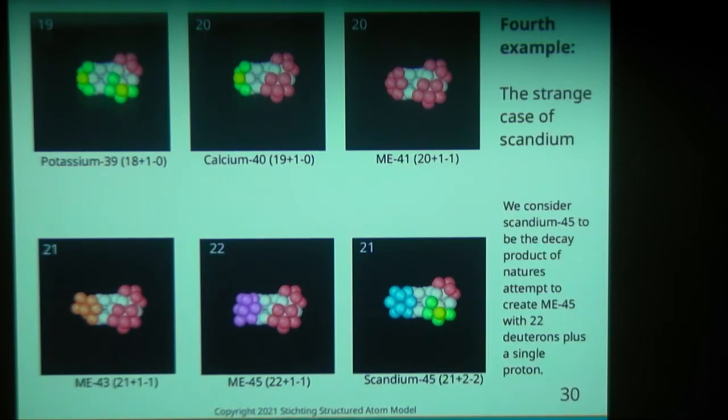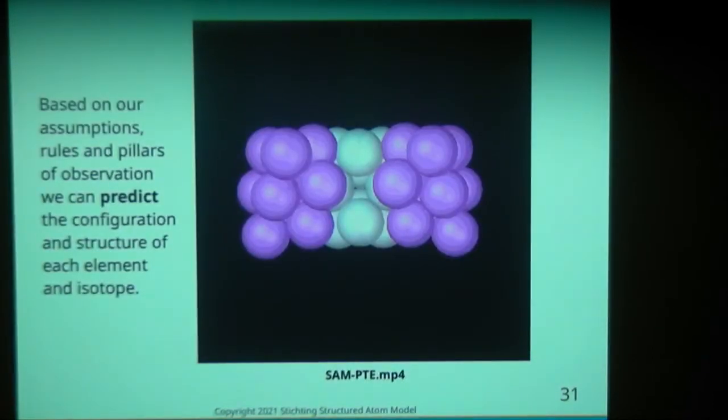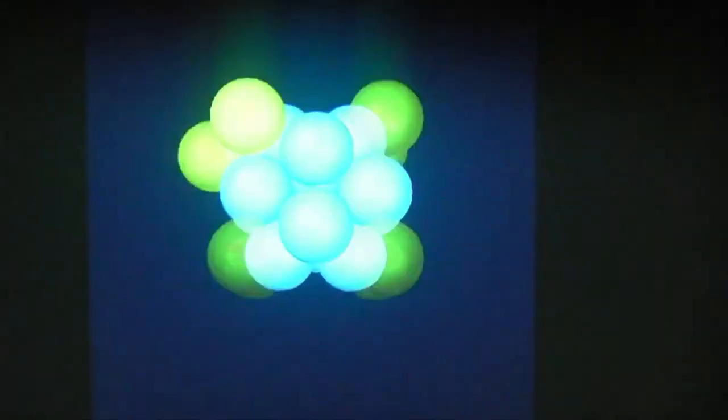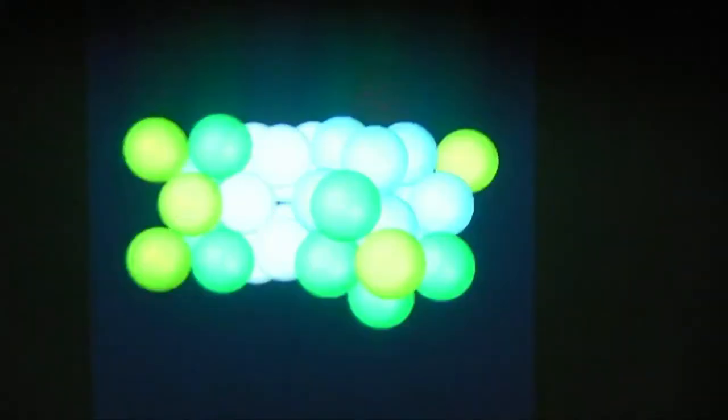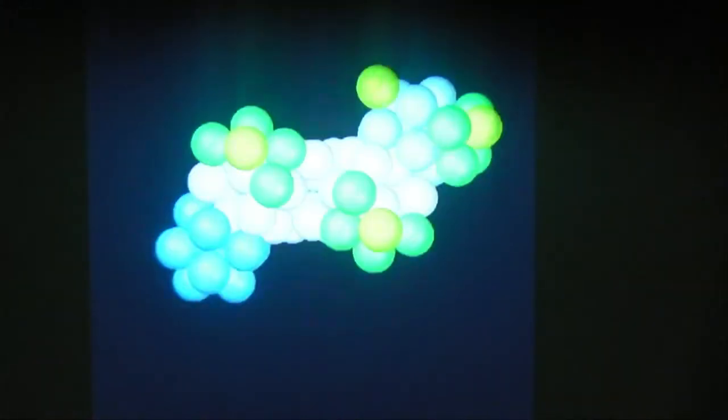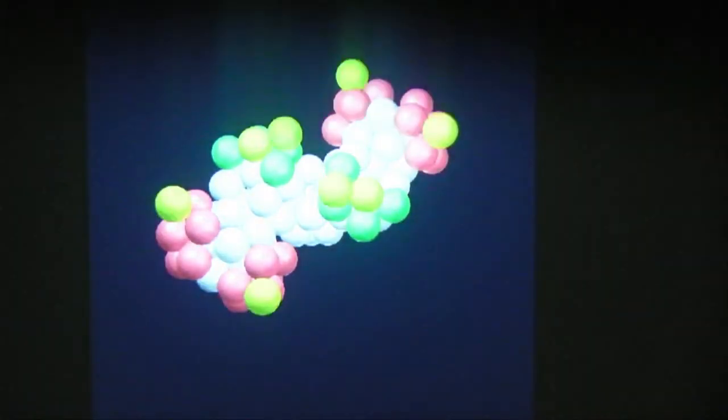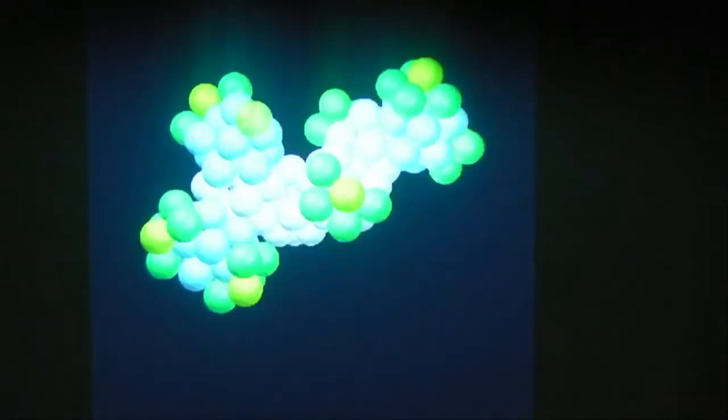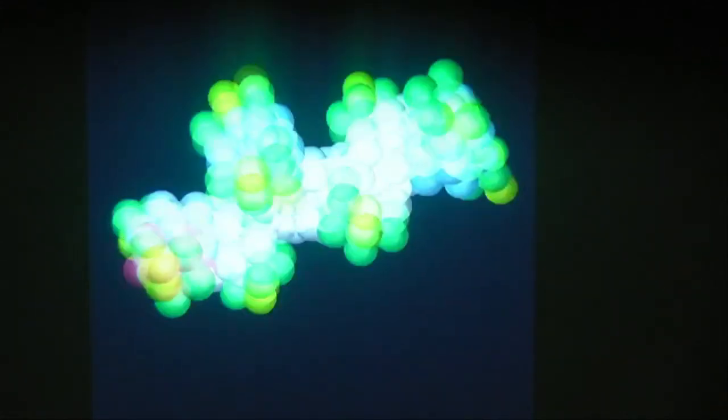The next element after scandium, with number 22, is also a new unstable element, and it decays to a stable form with the number 21, which is scandium. If we follow the basic rules described before and we take all observations into account, the following atomic nuclei elements with the isotopes emerge, as we can see in this animation from hydrogen to americium.